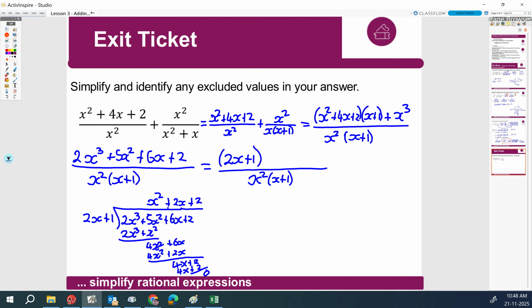So that's it. Well, this is what we have to understand. What part of this do we want? We want this part. This is the quotient when the cubic is divided by the linear.